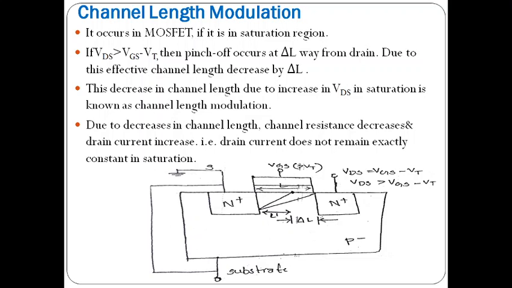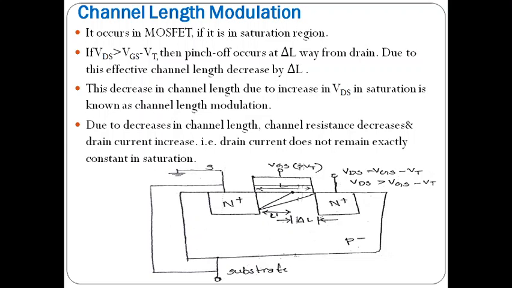Channel length modulation. It occurs in the MOSFET when it is operating in the saturation region. So we know, when we keep increasing the VDS value more than the overdrive voltage, then what happens? When VDS is greater than VGS minus VT, pinch-off occurs at a distance delta L from the drain. Due to this, the effective channel length decreases by delta L. This decrease in the channel length due to the increasing VDS in the saturation region is called channel length modulation.